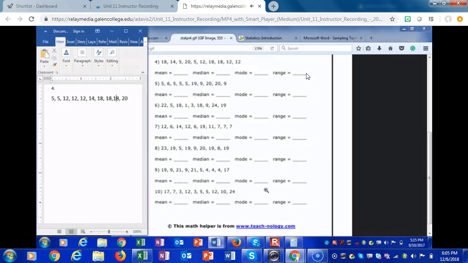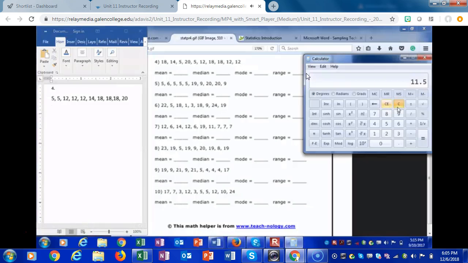Now, the mean in this case. 5 plus 5 is 10. 12 plus 12 plus 12 is 36, or 12 times 3. So 36. Plus 14. Plus 18 plus 18 plus 18, or 18 times 3 is 54. Plus 20. All right, and remember we have 10 numbers again this time. So if we're going to find the mean, divide by 10. And that's 13.4.